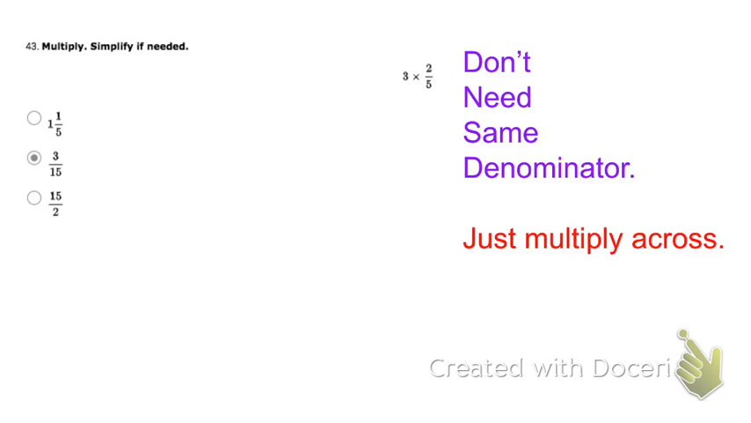So now let's talk about fractions. First, the easiest thing to do with fractions is just to multiply. If I have two fractions like 2/3 times 4/5, all I do is I multiply across. 2 times 4 is 8, 3 times 5 is 15.